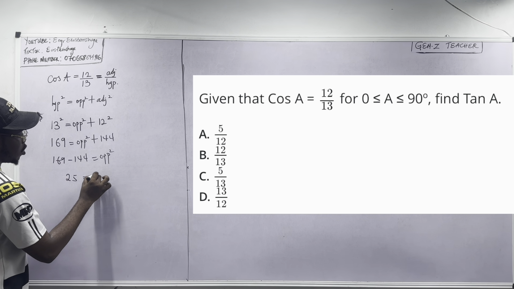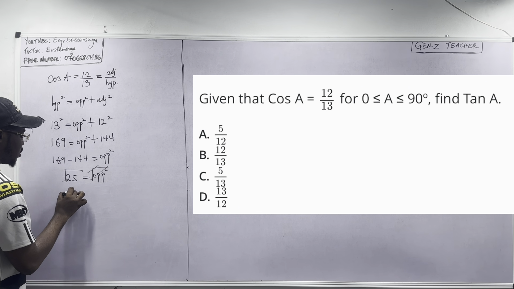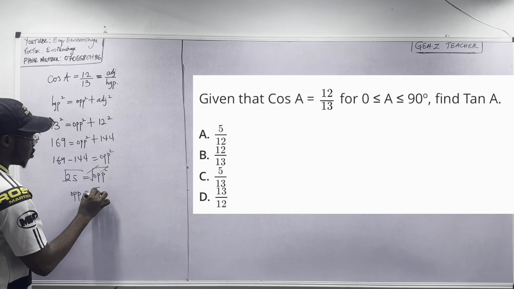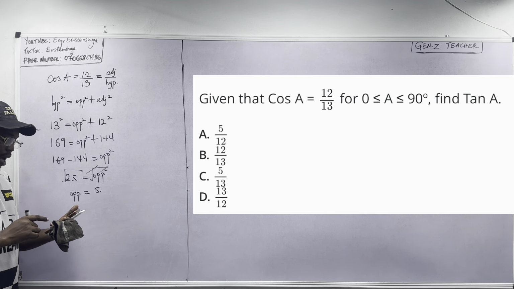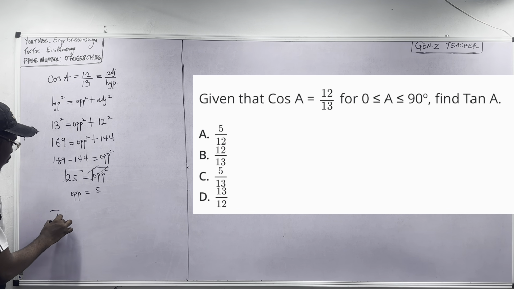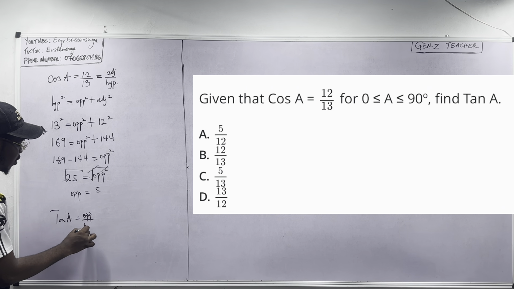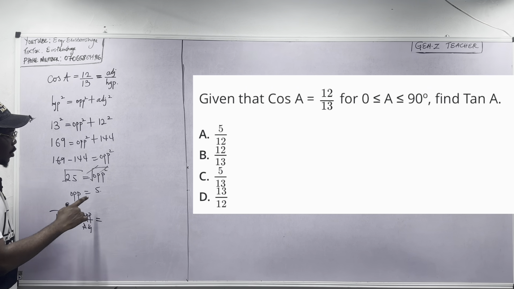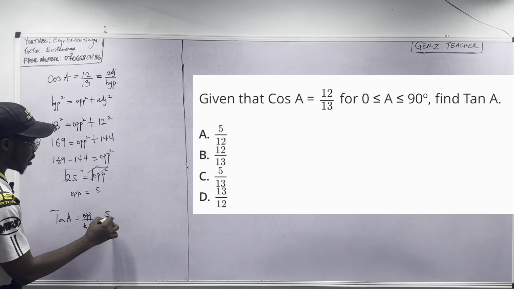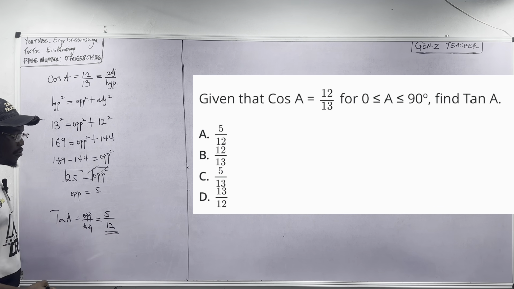Then you have opposite squared equals 25, so take the square root of both sides. The opposite must be equal to 5. Now we're asked to find tan A. Recall that the ratio for tan is basically opposite over adjacent. We know our opposite is 5 now, and the adjacent was 12. So the answer becomes 5 over 12.